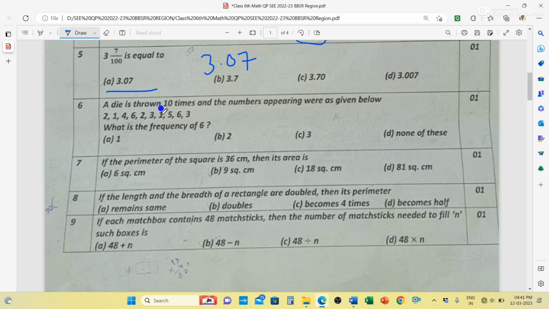A dice is thrown 10 times and the numbers appearing were as given below: 2, 1, 4, 6, 2, 3, 1, 5, 6, 3. What is the frequency of 6? You can see how many times 6 is there. 1, 2. 2 times. So the answer is 2.